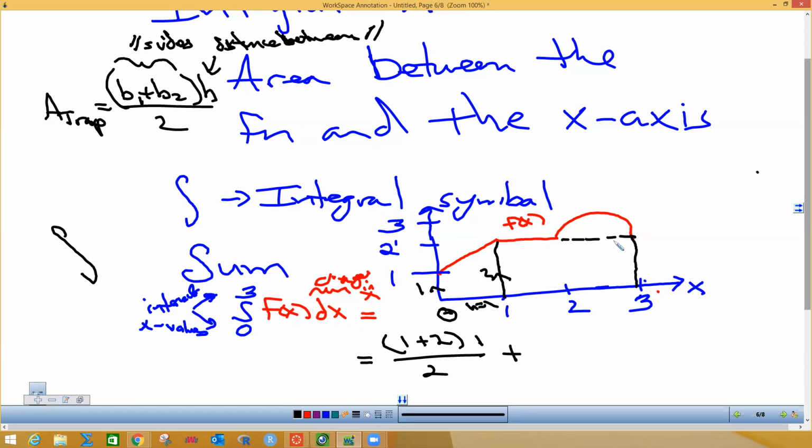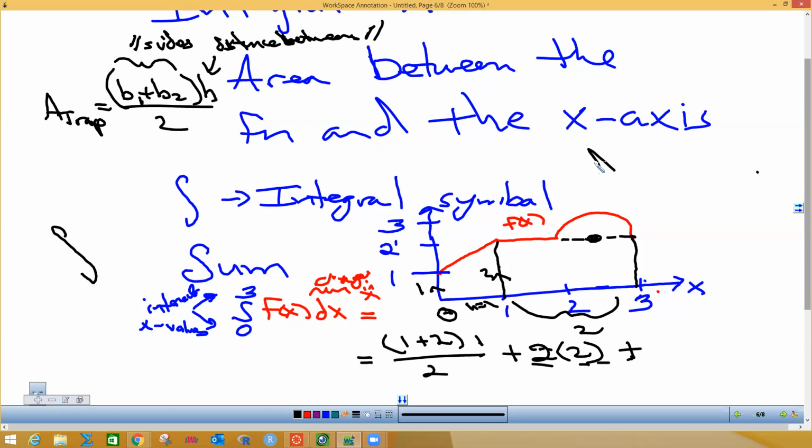What did I make right here? That's a rectangle. Do you see this one right here is 2? And this is still 2 right here. So this is going to be plus 2 times 2 because a rectangle is base times height. And then plus, what do I have up here? A semicircle. I have a semicircle.